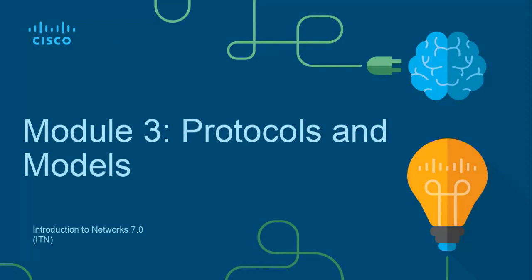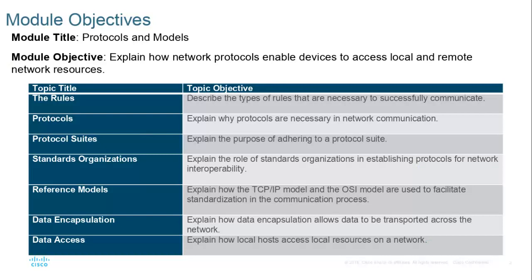So Module 3, protocols and models. In the objectives for today, we're going to talk about this concept of rules to be able to communicate over the network wiring. We'll look at some protocols. Why do we have to use them? There are all those protocols. They're so confusing. These protocol suites, OSI and TCP/IP, oh my goodness.